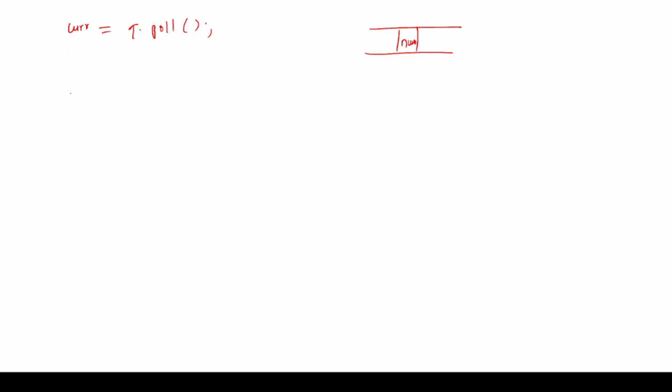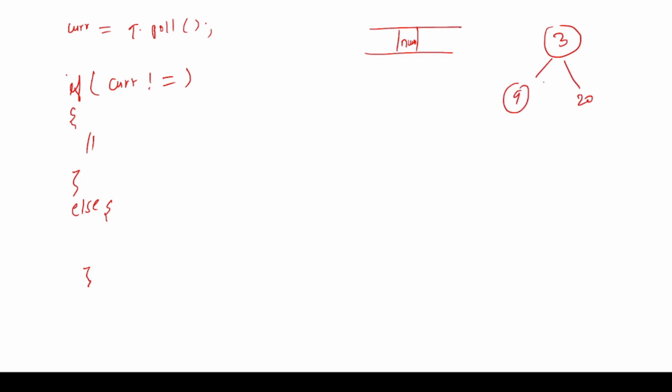What is the condition? Let's suppose we check current. When current is not null, what will we do here? Or if it is null, we will go into the else condition. Two things we will check. First, we'll check our current node. Let's suppose initially we had a 3, then 9 and 20. So first we'll talk about these two elements.